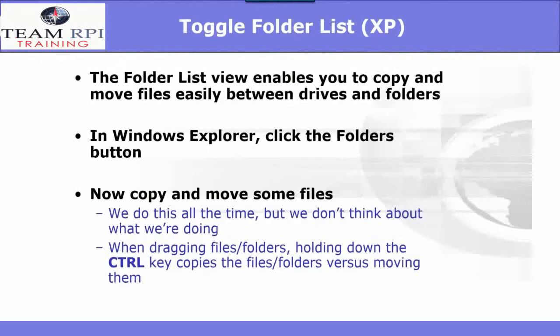In Windows XP, you could toggle the folder list. The folder list view enables you to copy and move files easily between files and folders. In Windows Explorer, click on the Folders button, and then copy and move some files. We do this all the time, but we don't think about what we're doing. When dragging files or folders, holding down the Control key copies the files and folders versus moving them.